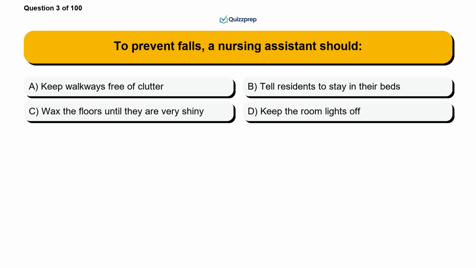Question 3. To prevent falls, a nursing assistant should: Option A. Keep walkways free of clutter. Option B. Tell residents to stay in their beds. Option C. Wax the floors until they are very shiny. Option D. Keep the room lights off.